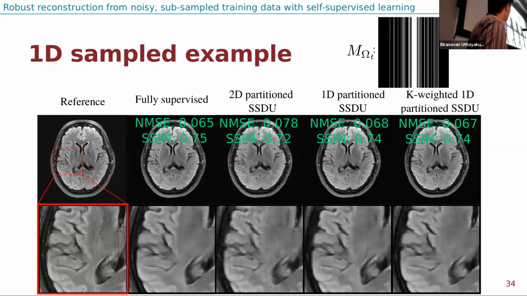And then next is the same, but with 1D partitioning instead of 2D partitioning. And we see that there's a reduction in aliasing compared to 2D partition SSDU. And then finally, on the furthest right, we have the K-weighted version, where we compensate for the variable density. And we find that this one is the most similar to fully supervised training. And yes, qualitatively, the differences are quite marginal.